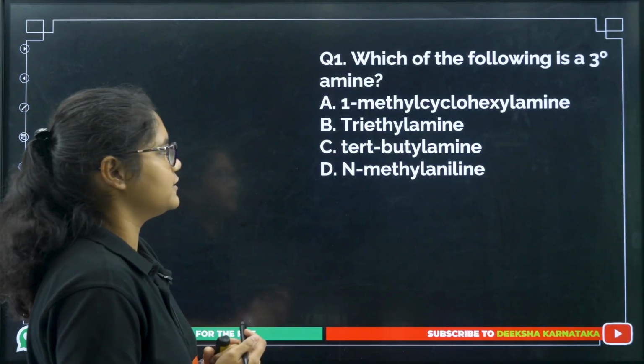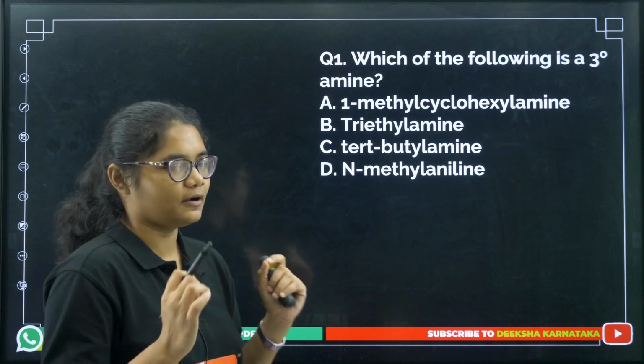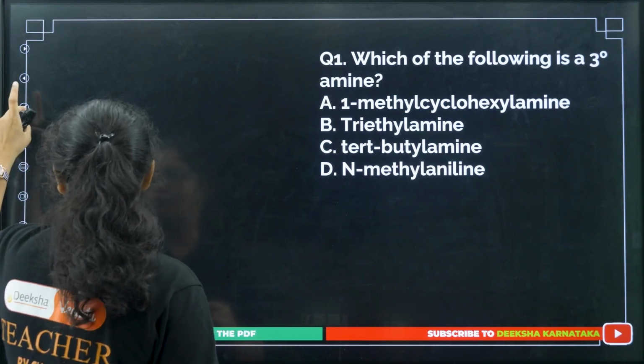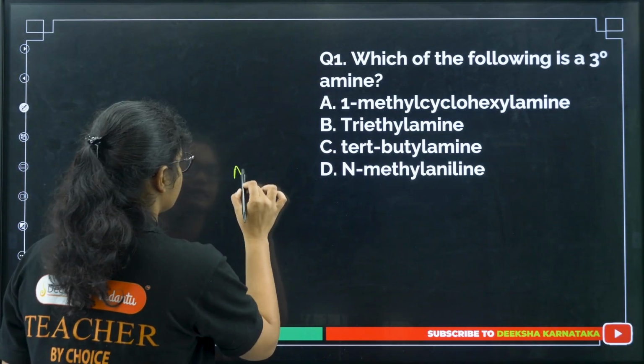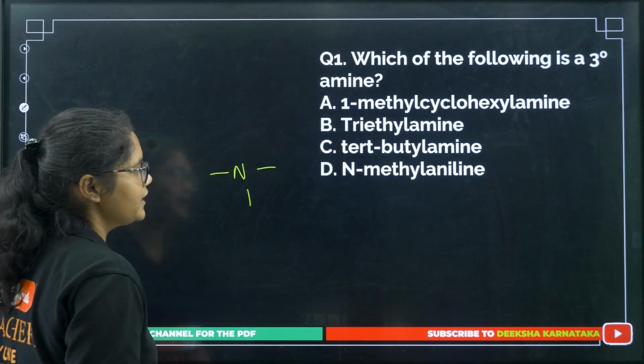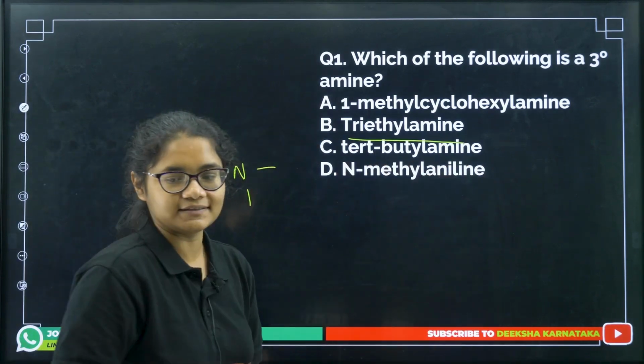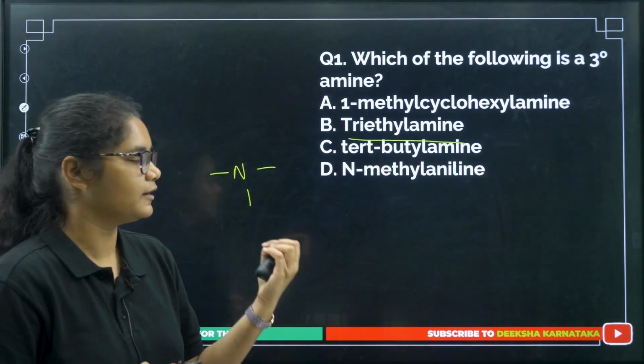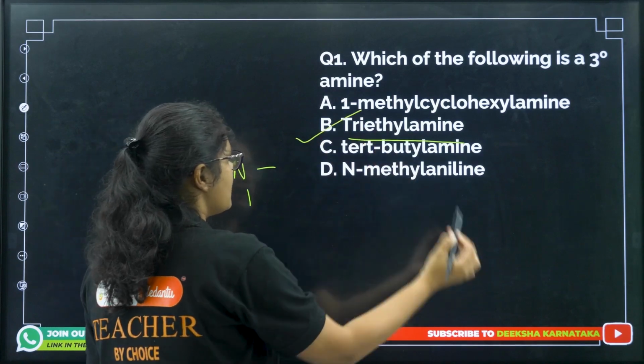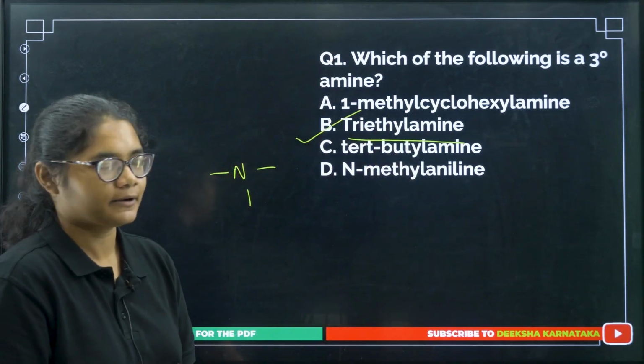So the first question was, which of the following is a tertiary amine? So tertiary amine structure I hope all of you would know by now. So we have, this is tertiary amines, right? So triethyl amine has 3 groups attached to the N, so that is a tertiary amine. Correct answer is option number B here.